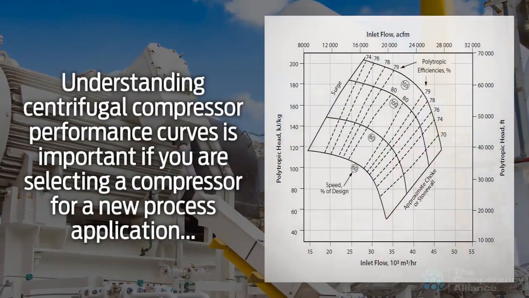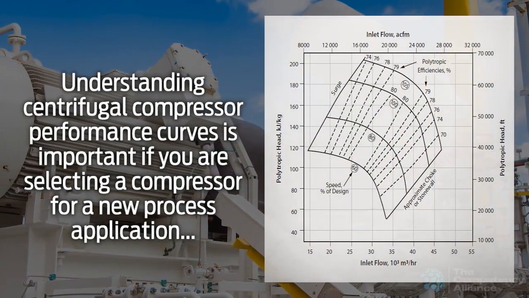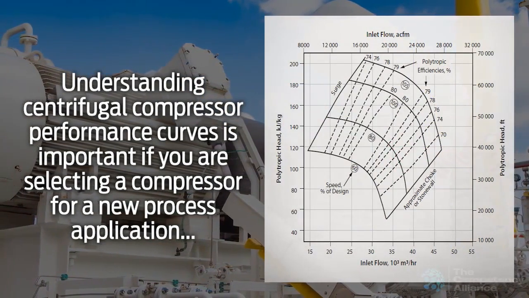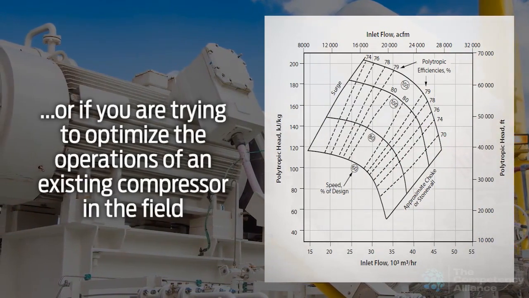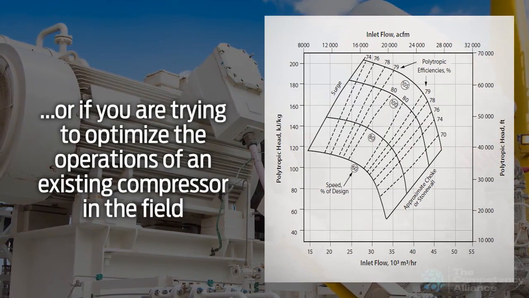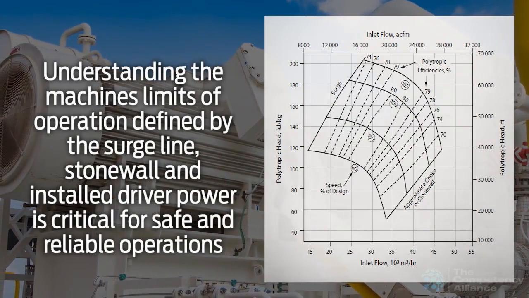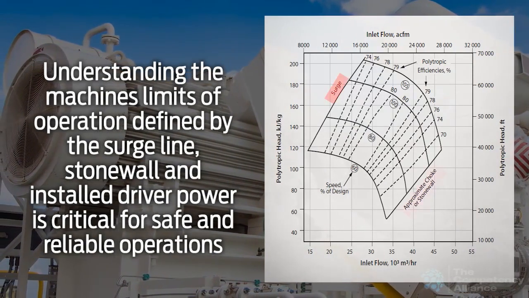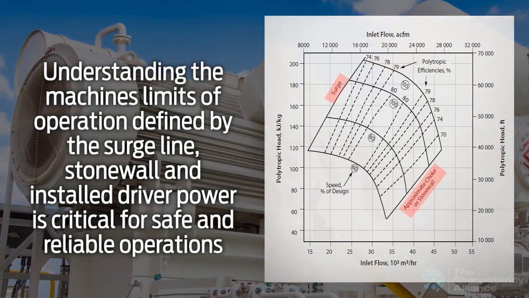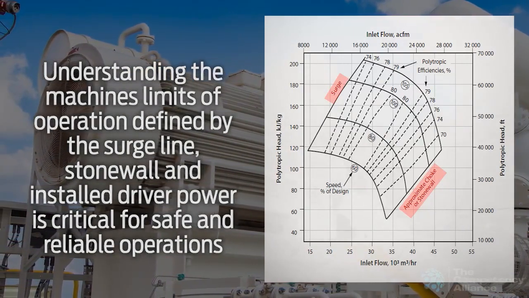Understanding centrifugal compressor performance curves and their capacity control is important if you are selecting a compressor for a new process application or if you are trying to optimize the operations of an existing compressor in the field. In addition, understanding the machine limits of operation defined by the surge line, stone wall, and installed driver power is critical for safe and reliable operations.